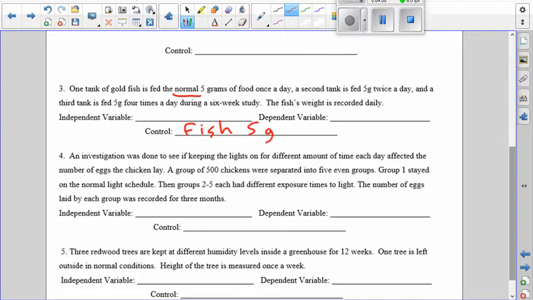What would have happened anyways if we never did this experiment? Well, fish would have been fed 5 grams of food a day. Fish, 5 grams of food. Probably would have been a little bit better if I said fish fed 5 grams of food. I'm running out of space.